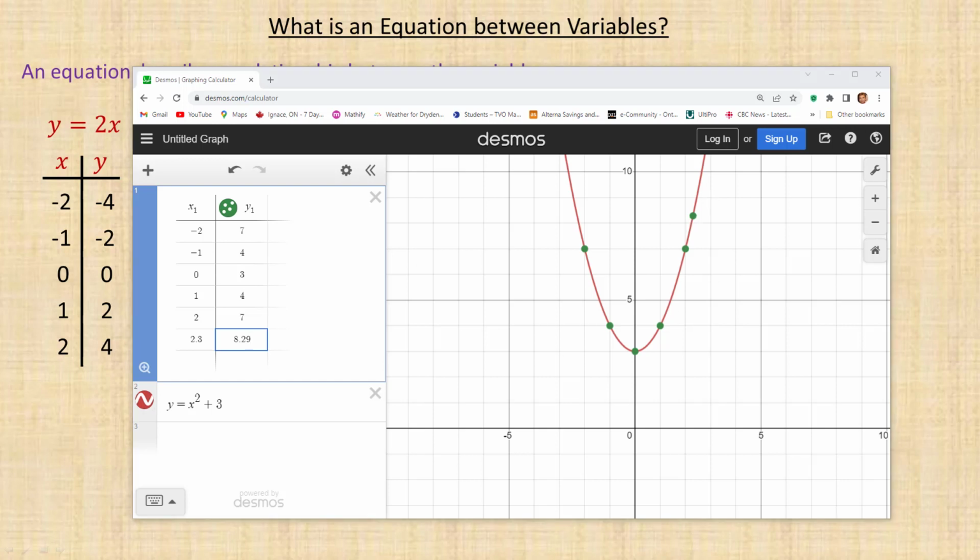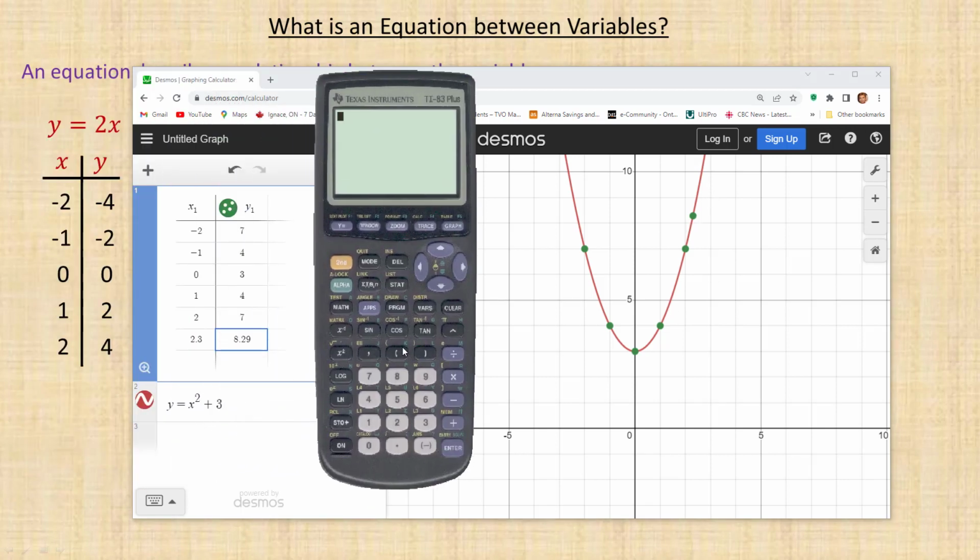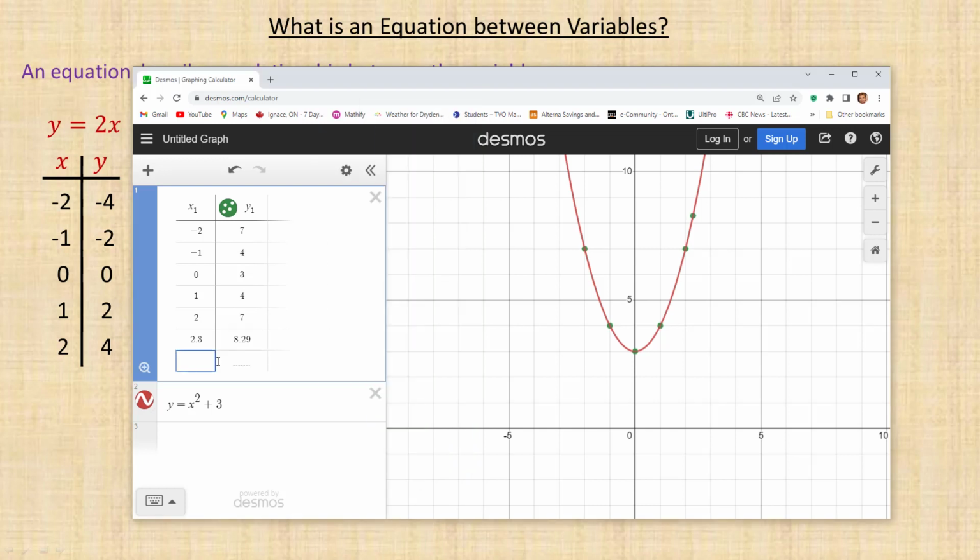And again, if I take my calculator over here, if I take 2.3 and square it and add 3, it gives that y value. So that ordered pair, just like the first 5, is said to satisfy the equation. The word satisfy is used because it fits the equation. If I put any of these x values in place of x here and evaluate it, I get the y value.